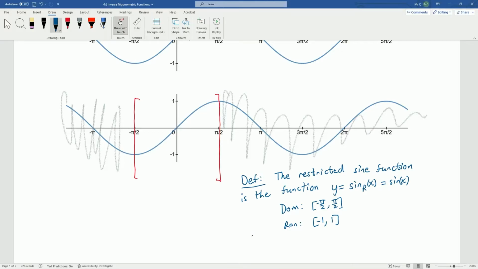So the important thing that comes out of this restricted sine function is that this function is now one-to-one.